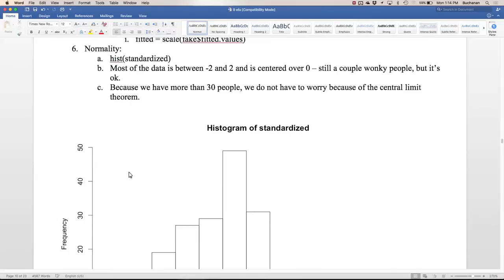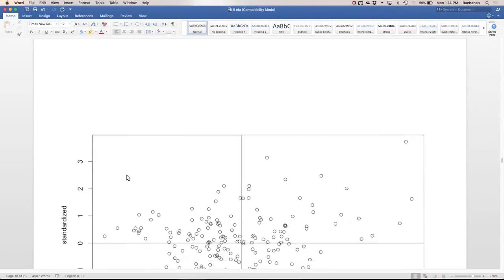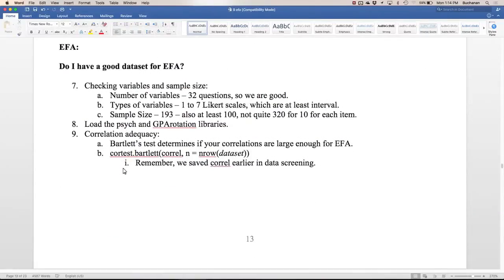So all that's what we've been doing all year, so let's get down to the good stuff, which is the new stuff. Do we have a good data set for EFA? Well, I hope so, since that's the point. How many variables do I have? I have 32, so I have enough for multiple factors. I could probably get about 10 factors out of this if I put 3 on each one, but you don't want that many. My scales are at least interval, which is good. I think I have 194 in the one we're running right now, but I had at least 193, which is over 100. It's not quite 320, but it should be okay.